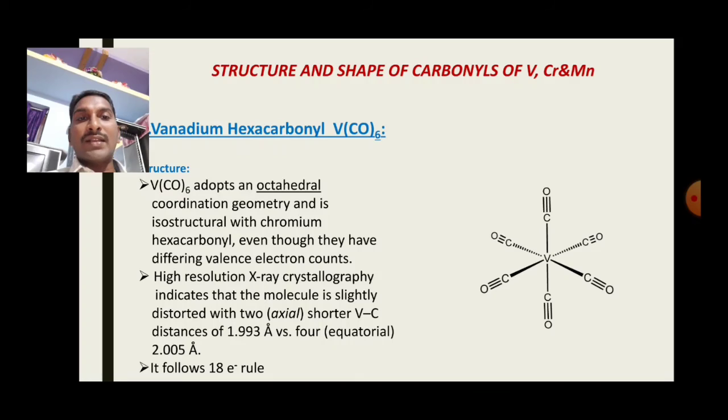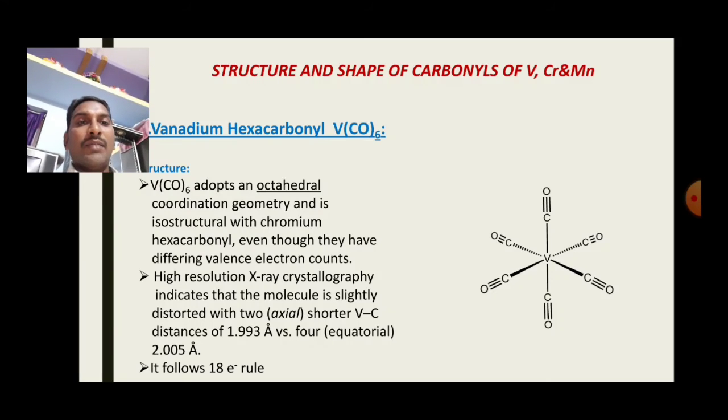High resolution X-ray crystallography indicates the molecule is slightly distorted. That means all the vanadium-carbon monoxide bonds are not equal. The 2 axial bonds, the upward and downward bonds, are shorter, at a distance of 1.993 angstrom units, whereas the 4 equatorial vanadium-carbon bonds are somewhat longer, at 2.005 angstrom units. It follows the 18 electron rule.